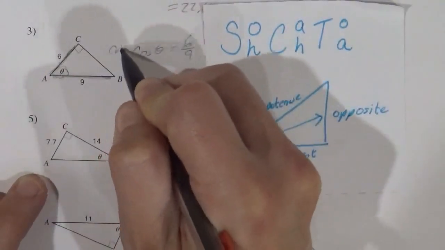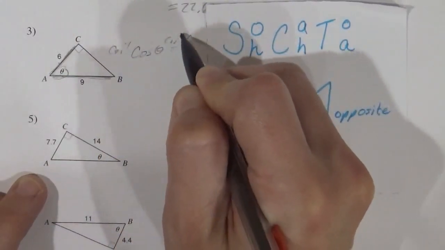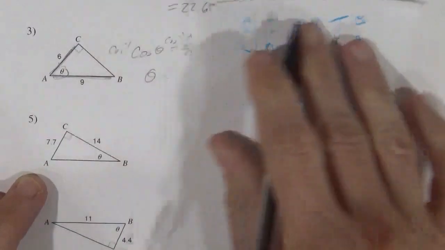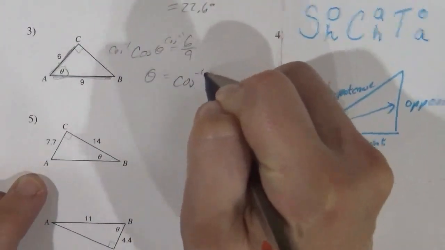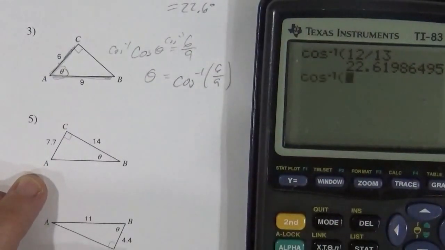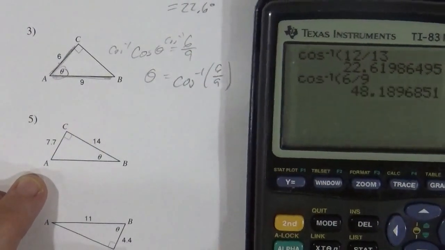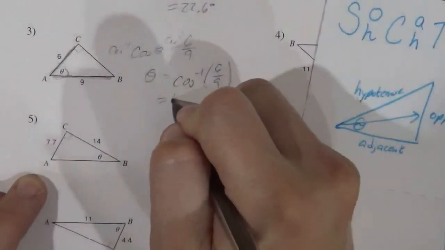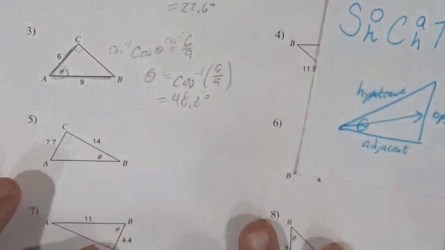I undo my cosine by taking the inverse cosine of both sides. So theta is the inverse cosine of 6 over 9. So I do inverse cosine of 6 over 9, and I get 48.2 degrees. I do it again.